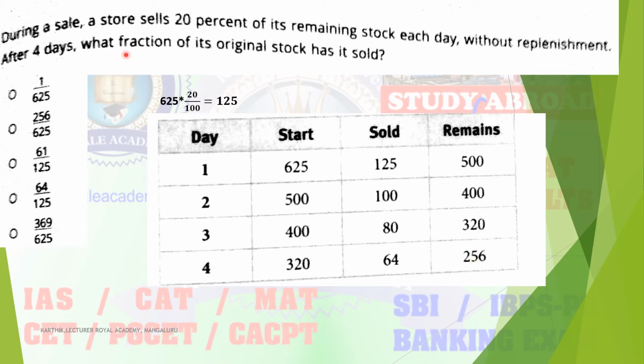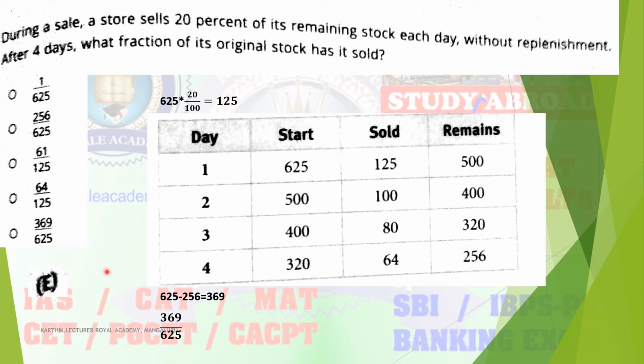So what is asked? What fraction of its original stock has been sold? So you have to find out the selling percentage. The sold amount is nothing but you add all these values and divide by the original stock. Or else, one more thing you can do: the total original items is 625, minus the remaining items, you get the sold items, that is nothing but 369. 369 divided by total items 625, that is your answer. That is option E. Option E is correct.